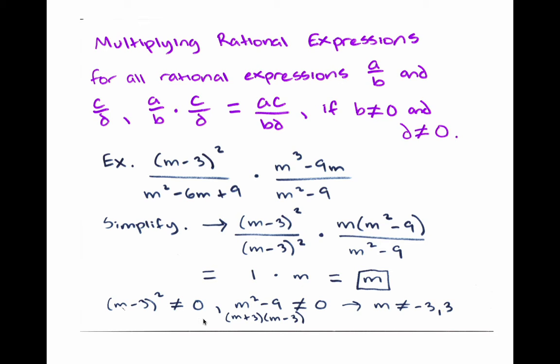And then I'm going to set m squared minus 9 equal to 0. So to do that, I'm going to first have to factor. So factoring using the difference of squares method, I get that m squared minus 9 is equal to m plus 3 times m minus 3. So then setting those two equal to 0, we get that m cannot equal negative 3 and m cannot equal 3. So our final answer is m, but m cannot equal negative 3 or 3.